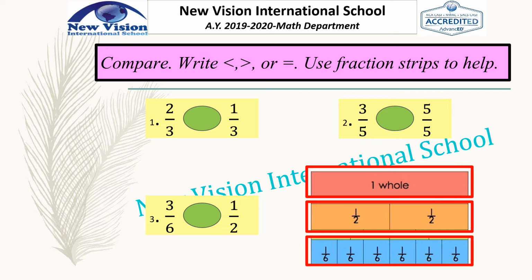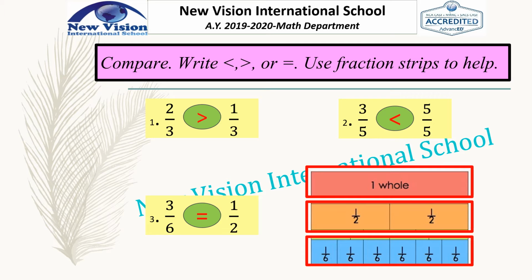Are you done? Good job. Okay, let's see if your answers are correct. Now, for number 1, we can see that the fractions are like fractions. Why are they like fractions? Because they have the same denominator. Now, if they have the same denominator, it's very easy for us to see which is greater or which is less than. Okay, just simply look at the numerator.